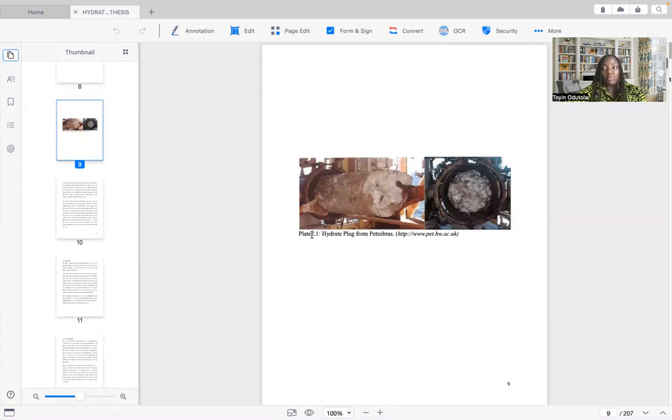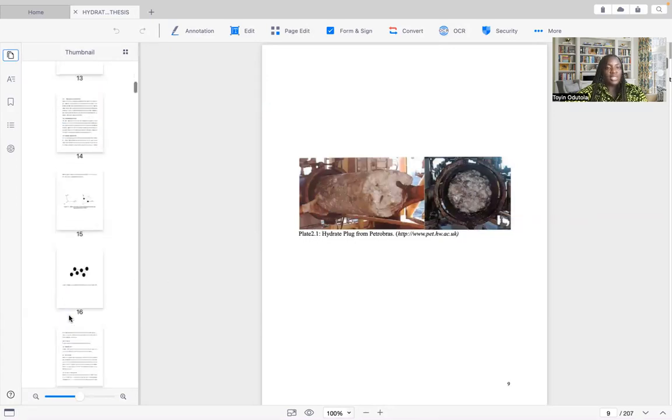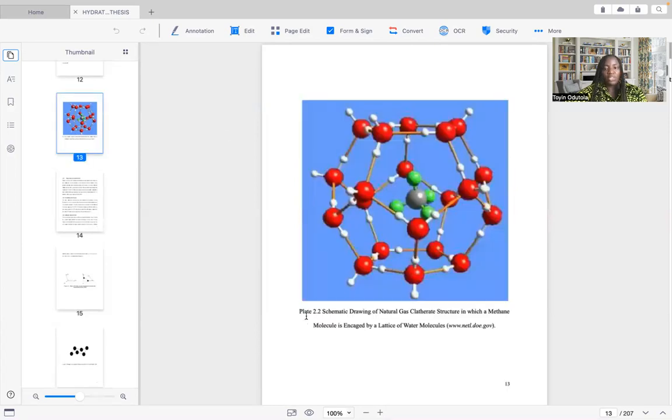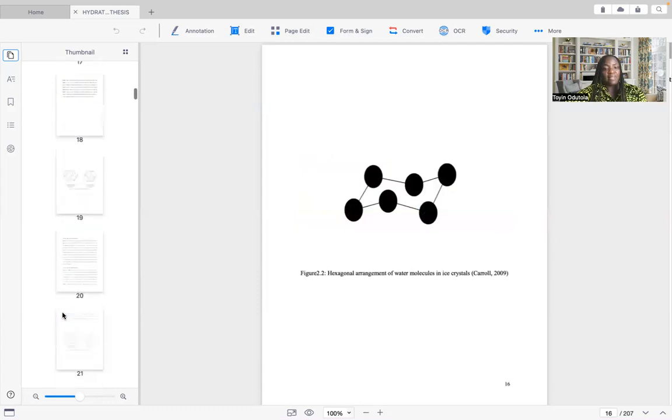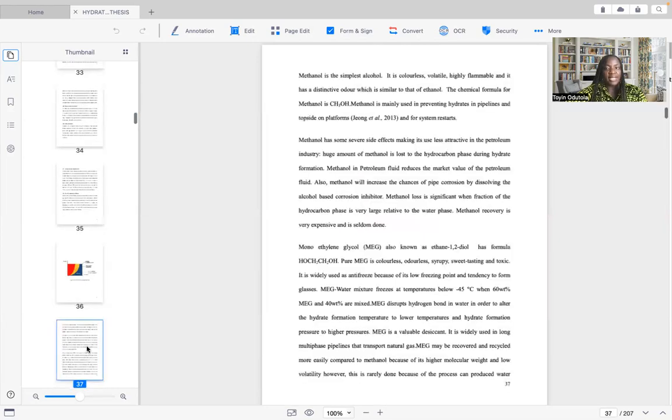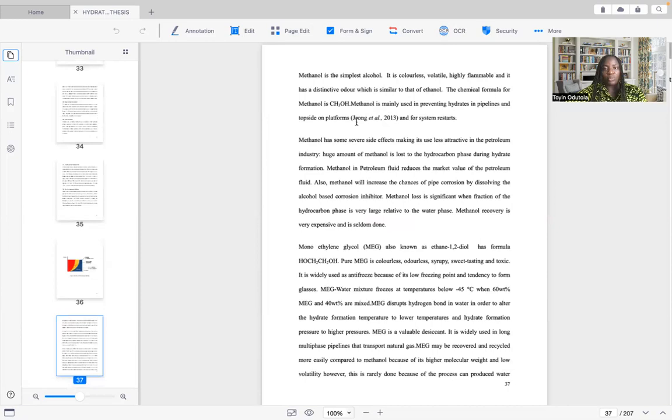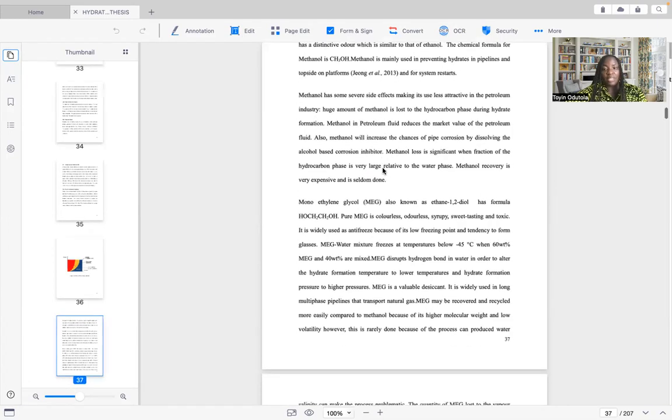plate. The first plate is plate 2.1, and the first figure. This is another plate, it's plate 2.2. You see how it is? So this shows that it is the second plate in chapter 2. The second figure is figure 2.2, and it's just one figure per plate per page, and one plate per page, like I already told you. So this is what chapter 2 looks like, and you can see the citations being done. It is usually italicized.